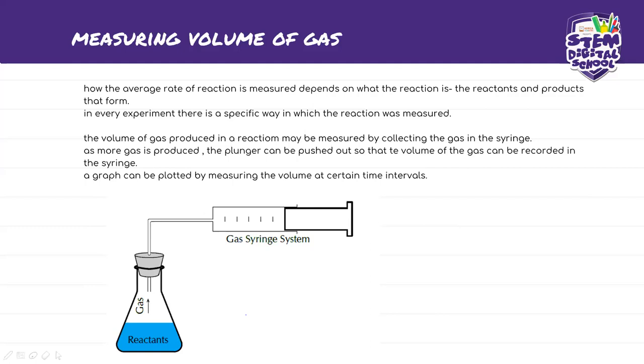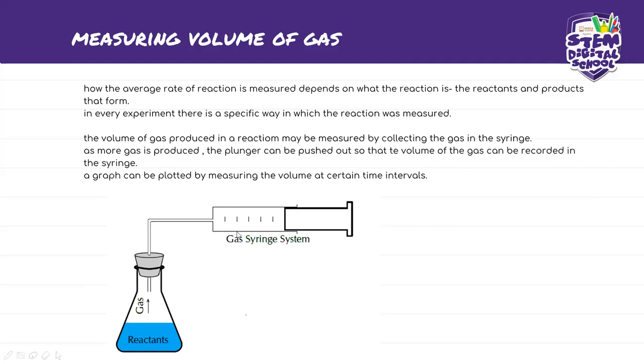So a graph can be plotted by measuring the volume of gas at a certain time interval. So what does this mean, guys? It means that when you're doing your experiment and you have your gas moving into the syringe, we can do it at timed intervals. We can say you're checking how much is in the syringe after, for example, an interval of 30 seconds. So at every 30 seconds, you take a reading on your syringe.